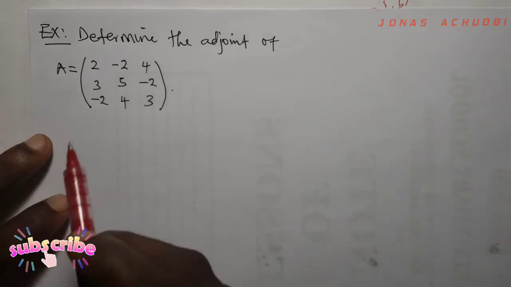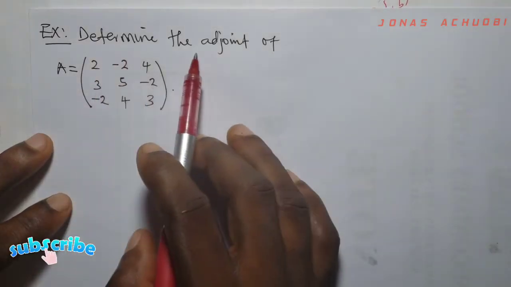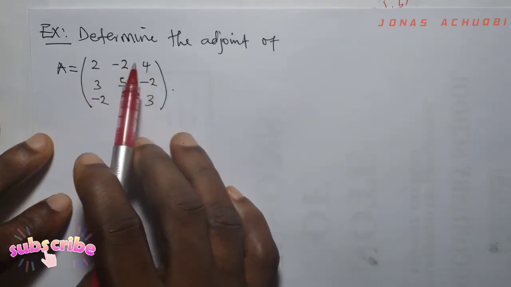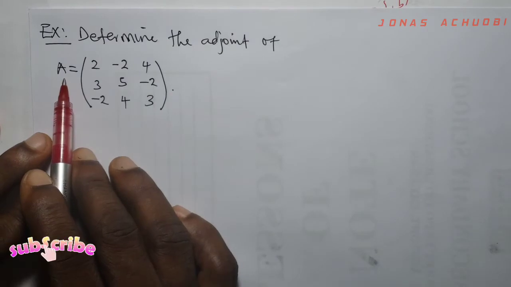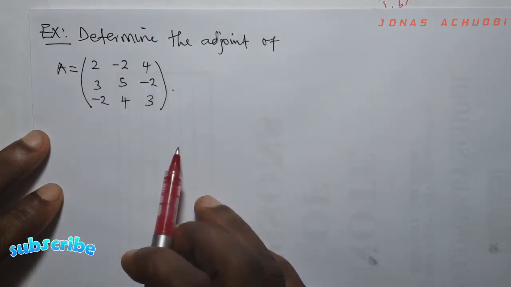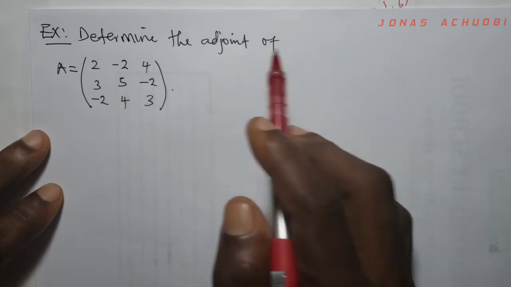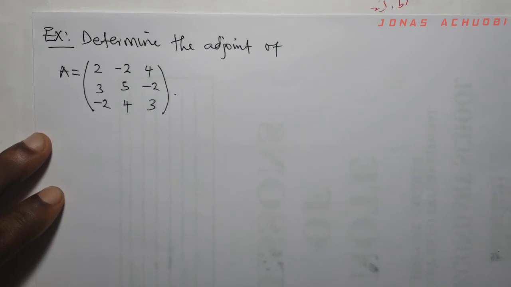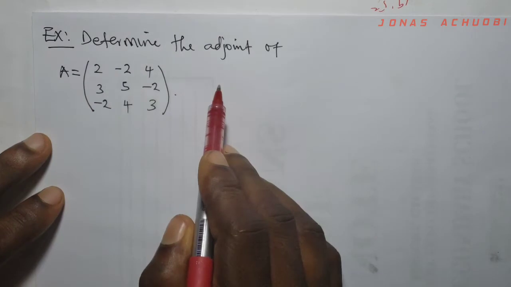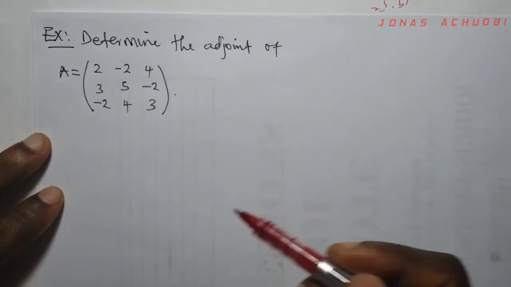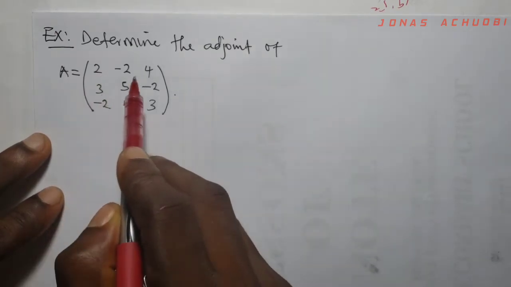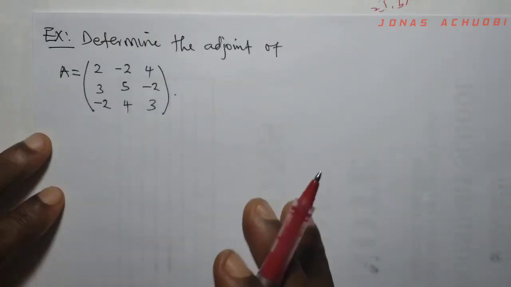Example: determine the adjoint of the matrix A with the entries 2, negative 1, 2, negative 2, 4, and this. Now, matrix A is clearly a square matrix since it's 3 by 3. So 3 rows, 3 columns, it's a square matrix. So we can find the determinant of matrix A. Now, how many entries do we expect in that adjoint matrix? Now, matrix A has 9 elements or 9 entries. So our adjoint of the matrix will also have what? 9 entries.